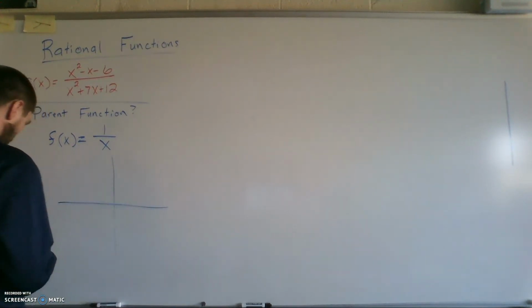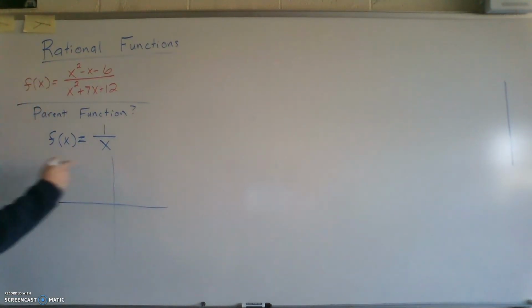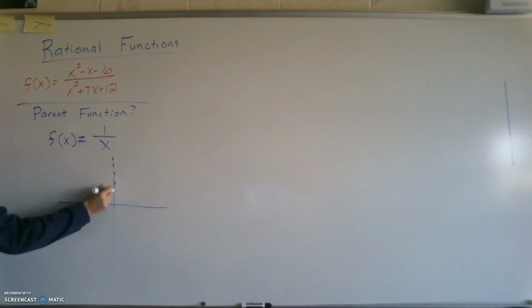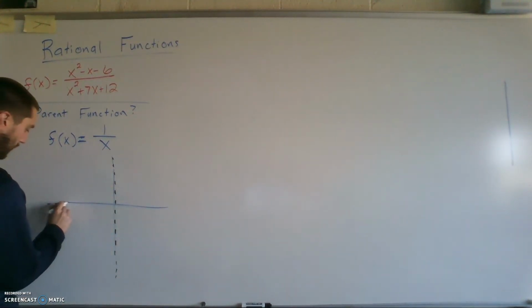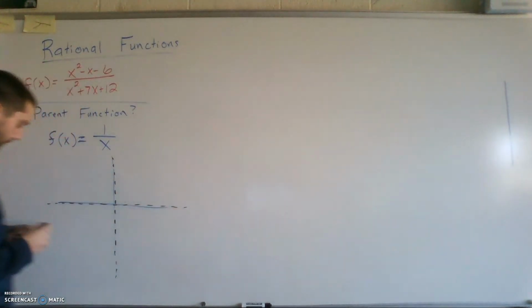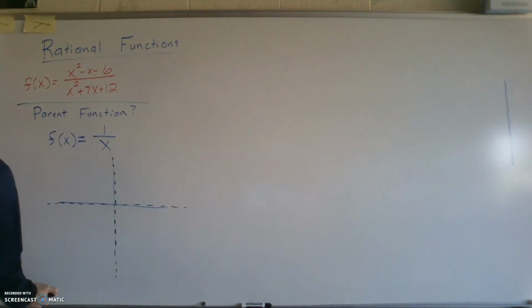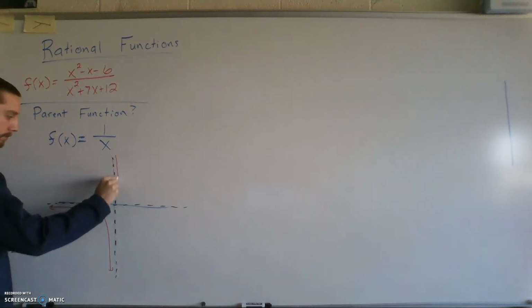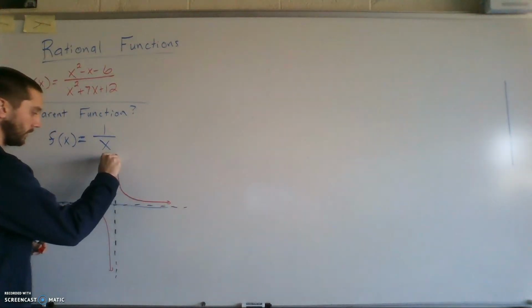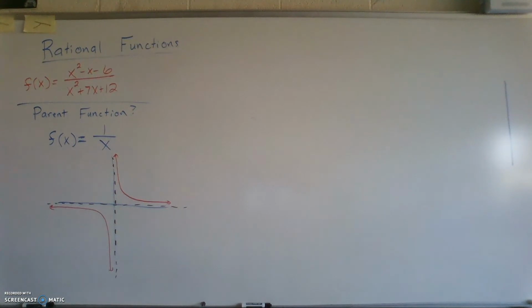So if we remember what this graph looked like, we had a vertical asymptote, remember that, at 0. We also had a horizontal asymptote at 0. And then if you remember the general shape of my graph, it lived down here in the third quadrant and up here in the first quadrant. So this was my parent function 1 over x.